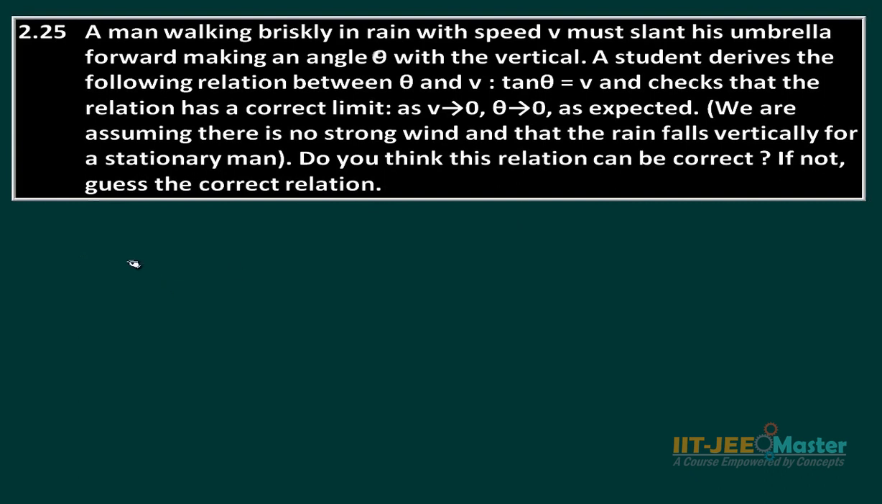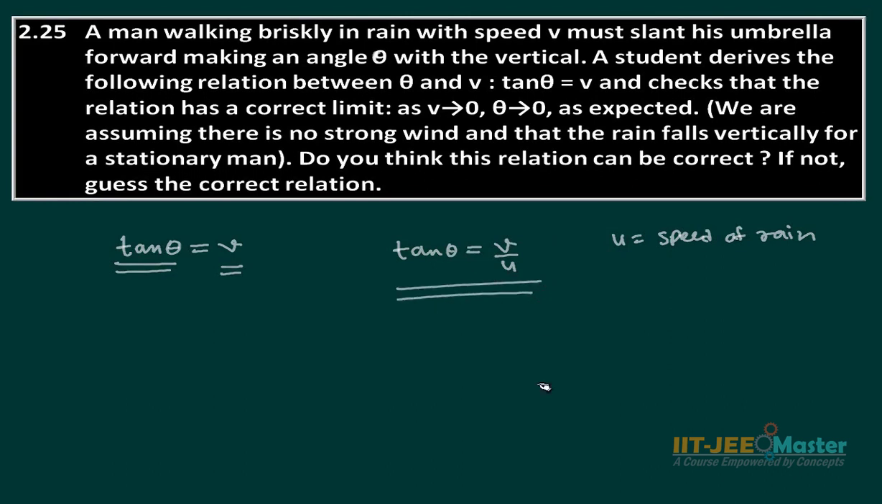First, this relation cannot be correct because tan theta is always a dimensionless quantity while v has the dimension of length by time. So this is an incorrect relation. While assuming that as v tends to 0, theta tends to 0 is the correct thing, the relation is not right by dimensional analysis. The correct relation will be tan theta = v by u, where u is the speed of rain. So this will be correct. When v is 0, theta is 0, and this is dimensionally correct as well.